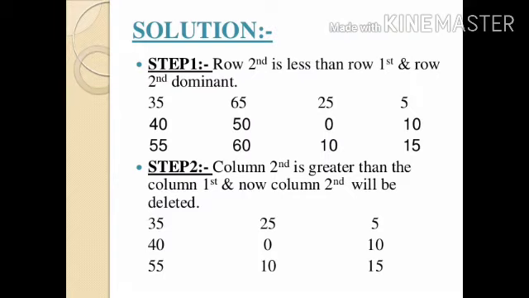Step 1. Row second is less than row first, and row second is dominated. After deleting the second row, the matrix will be here. Step 2. Column second is greater than column 1, and now column second will be deleted. After deleting the second column, the matrix will be here.